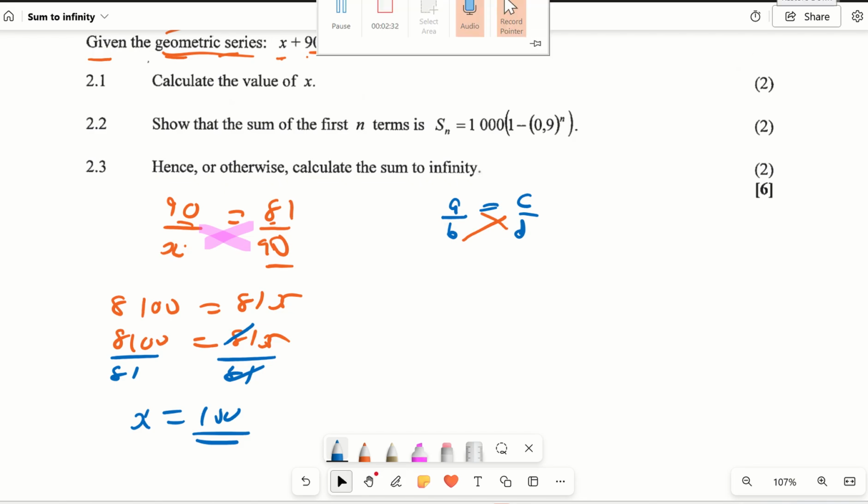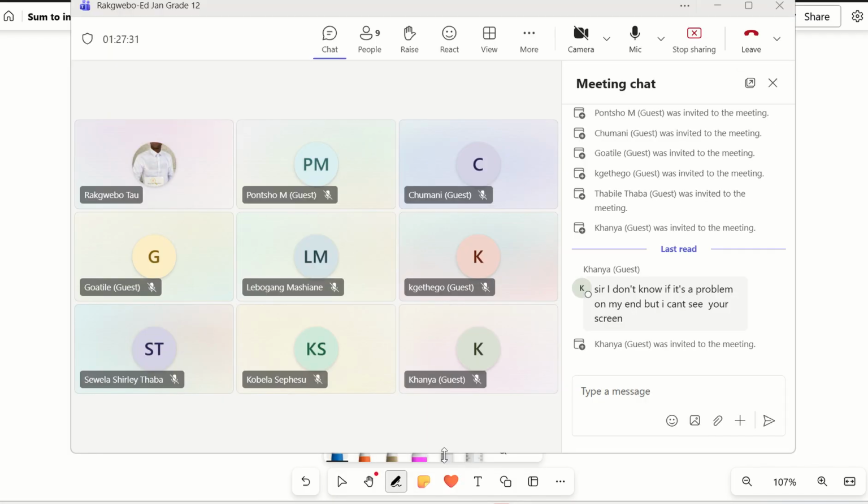Oh, my calculations are wrong. Proper stuff. No. Let's see. Yes, 100. Who got the answer of 100? One, two, three, four, five, six.